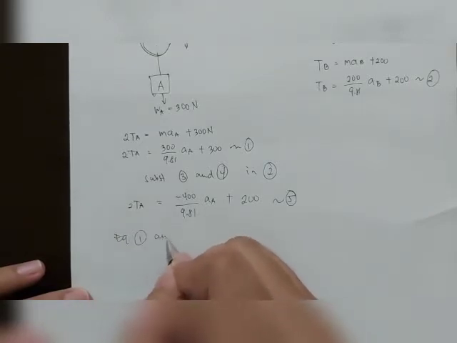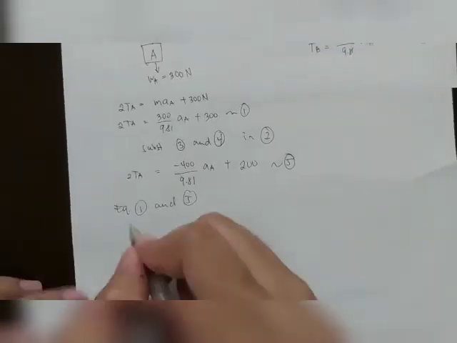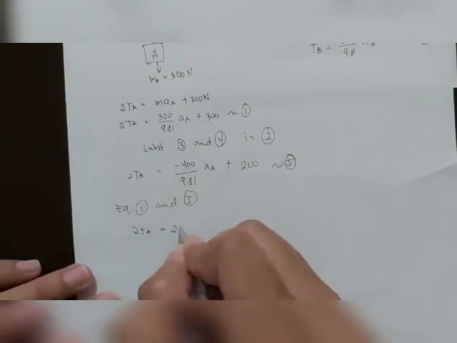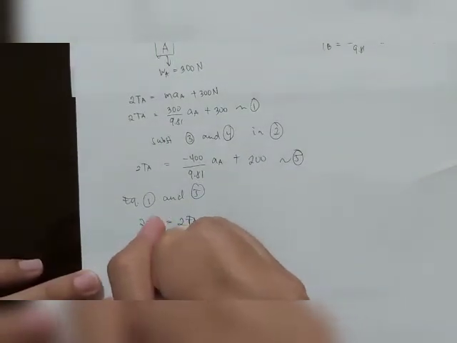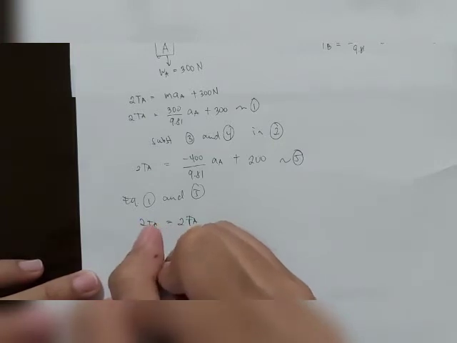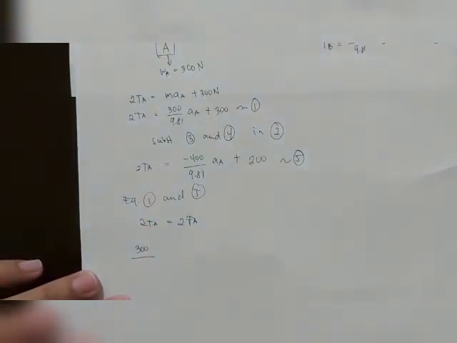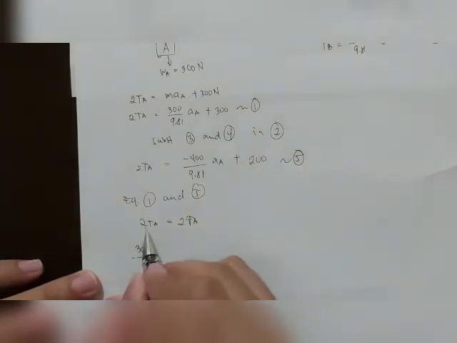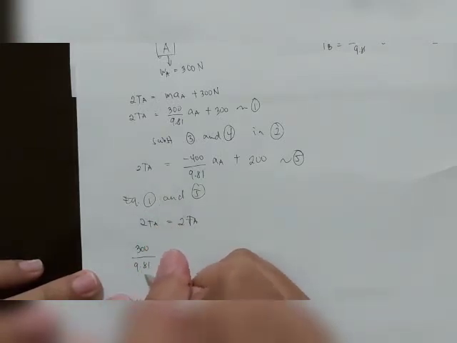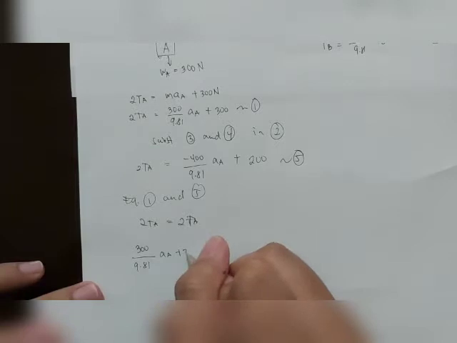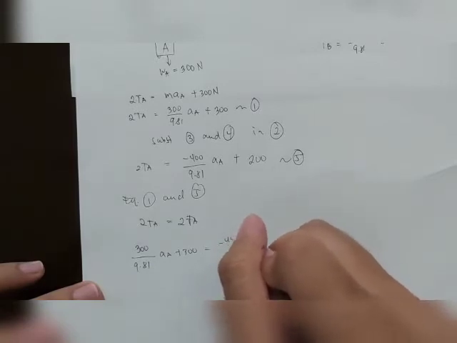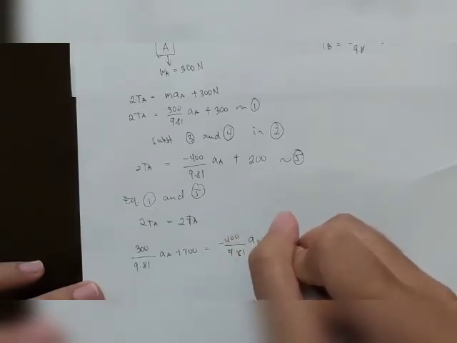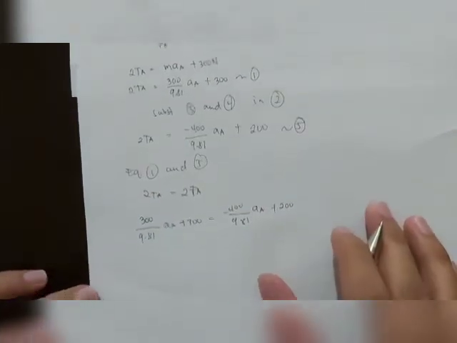Equate 1 and 5. So, we know that 2 times tension of A. So, equation 1, 300 all over 9.81 times acceleration of A plus 300 is equal to equation 5, which is also 2 times tension A, which is negative 400 all over 9.81 times acceleration A plus 200. Okay.